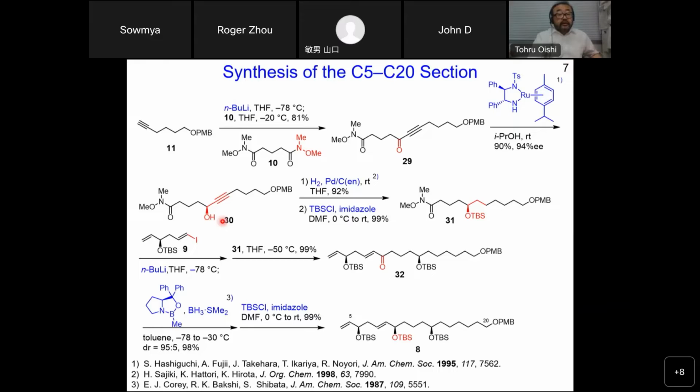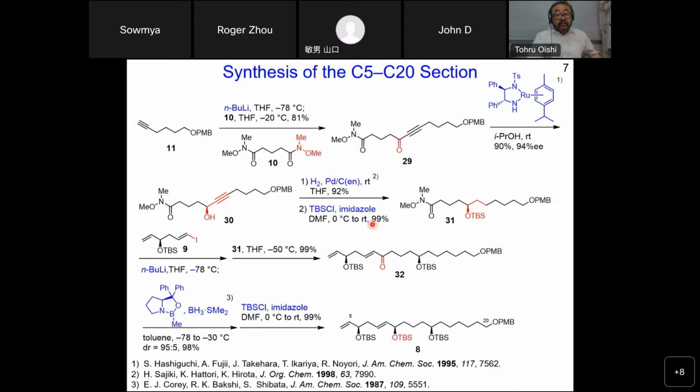Then selective hydrogenation in the presence of the PMP was achieved under the conditions reported by Sajiki using this catalyst. Then the alkyne was hydrogenated. Then protection of the secondary alcohol as TBS ether.